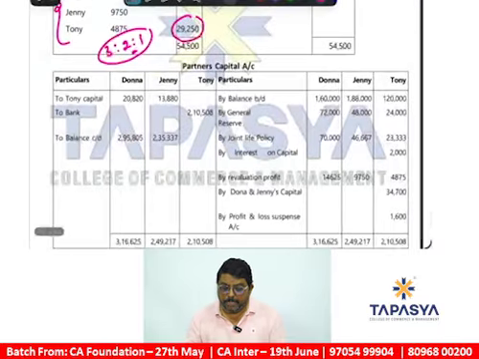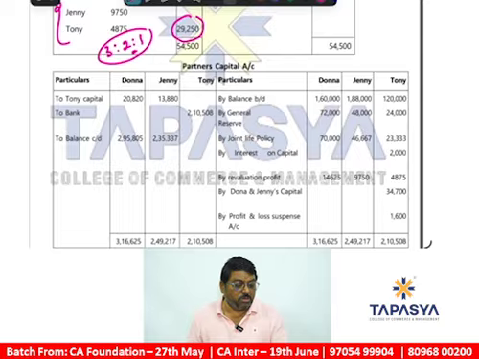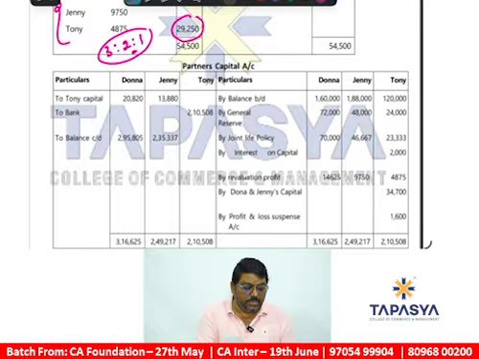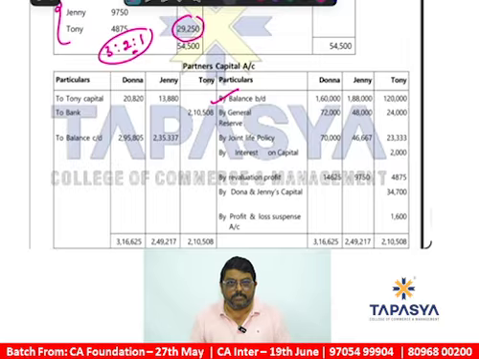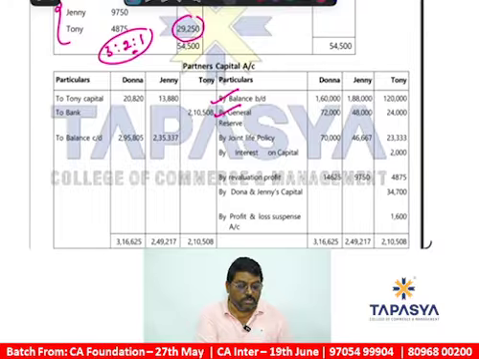And come back to the partners' capital accounts. In the partners' capital accounts, first you take their capital balances. Look at what is given: 1,60,000, 1,88,000 and 1,20,000. That is what you take here, by balance brought down. Any reserve and surplus you have to share to partners in the profit sharing ratio. There is a general reserve of 1,44,000. Distribute the general reserve to all partners in their profit sharing ratio, 1,44,000 into 3:2:1.